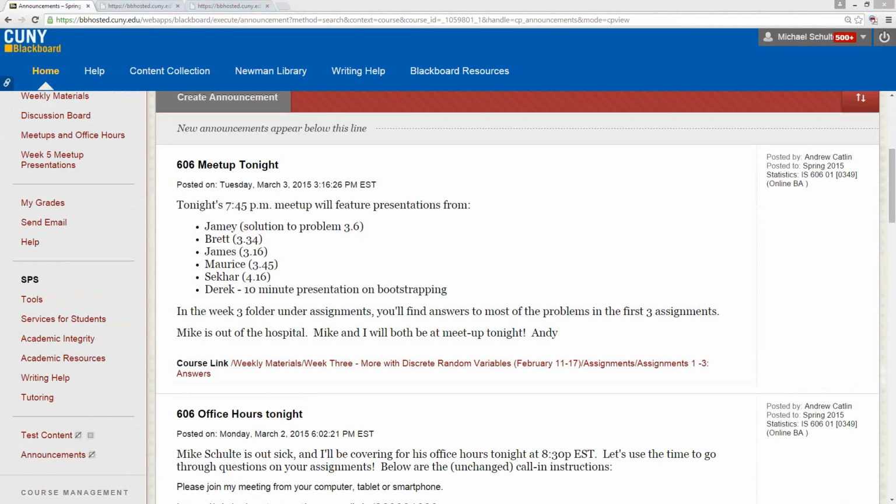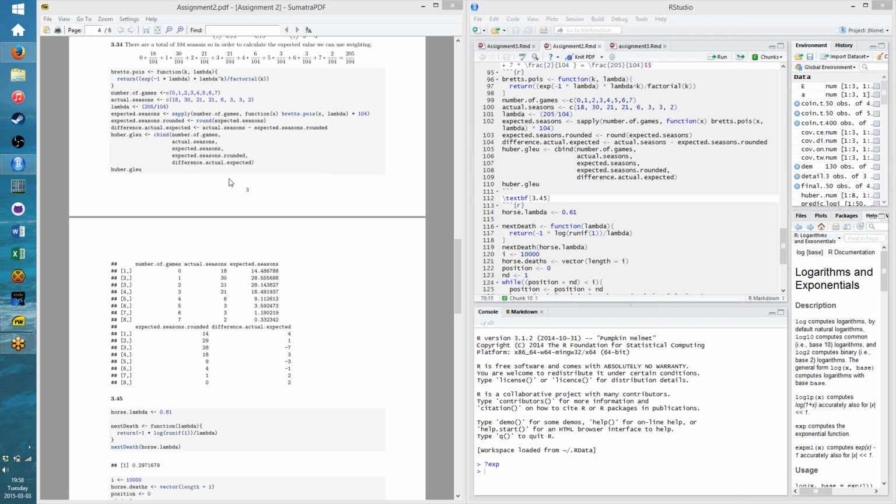Sure. All right, let's see if I can figure out this new interface. Make presenter. Okay, you should have presenter privileges. Okay, is my screen showing now? Yes. No? Okay, yes, okay.